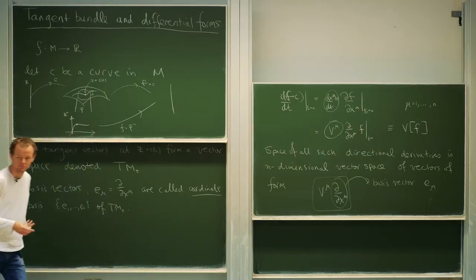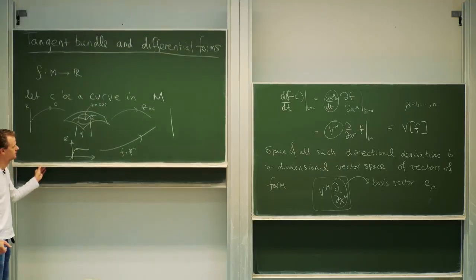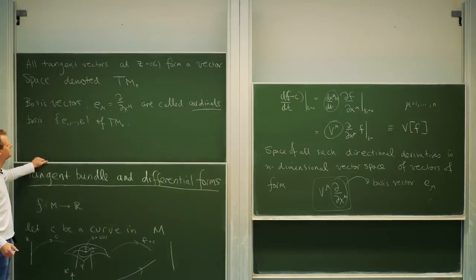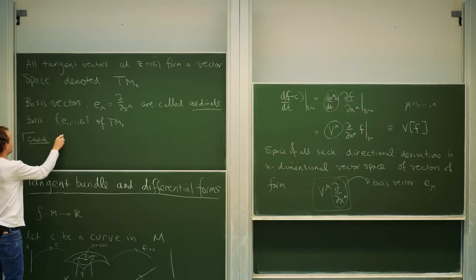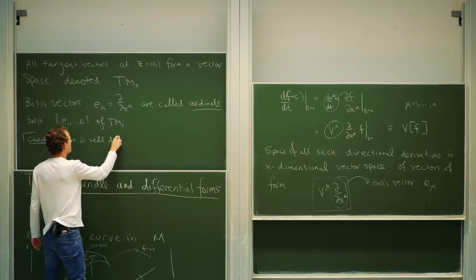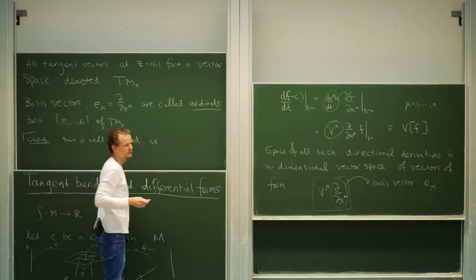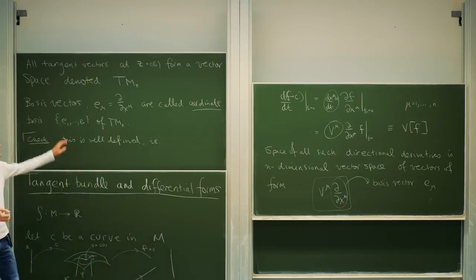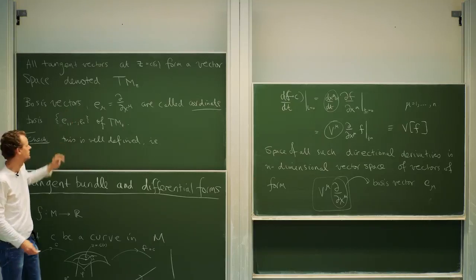So this we covered in various forms in the previous lecture. So check that this is well defined. So if you use a different chart and have a different coordinate basis, check that an element of this tangent space is independent of the basis that you chose.